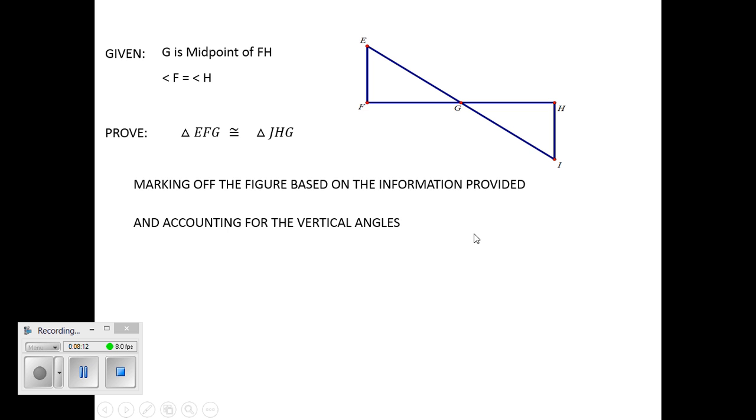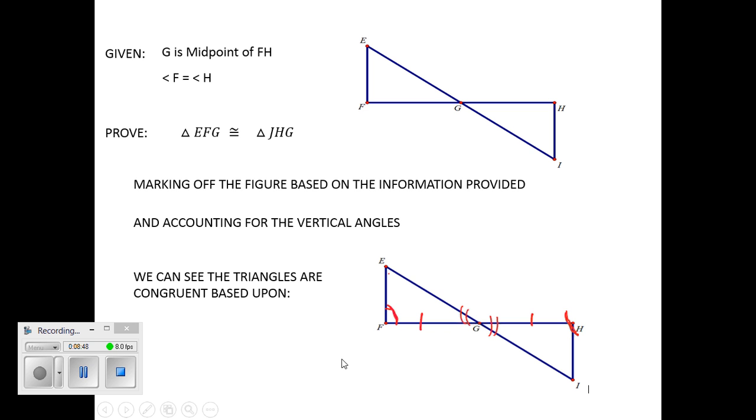We have the vertical angles, the two angles at G. So I mark off, from the information given, angle F and angle H are equal. So I put a single curl through those to indicate that they are equal. Based on the condition that G is the midpoint of FH, that meant FG and GH are equal. And based on the vertical angles, I marked them off.